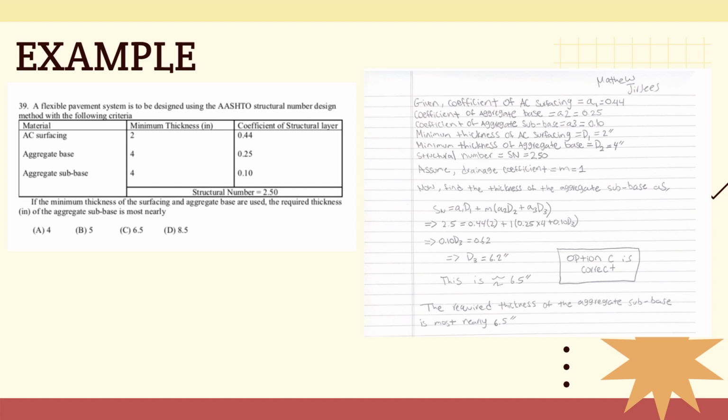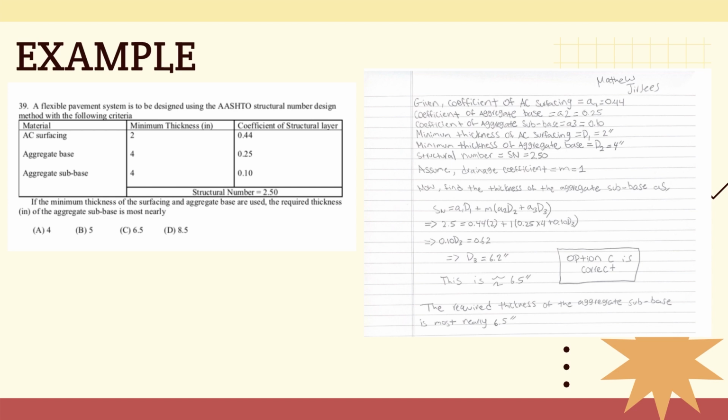So this is going to be an example problem. Basically, a flexible pavement system is to be designed using the AASHTO structural number design method using these criteria. We have the AC, aggregate, and the subbase. Those are all given, and the coefficients of the structural layers 0.44, 0.25, 0.10 are given, and also the structural number 2.50 is given.